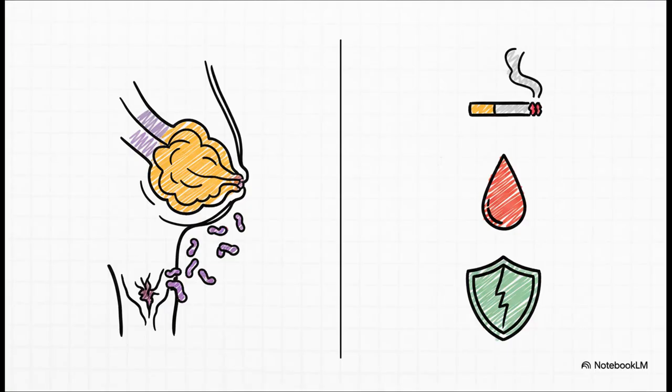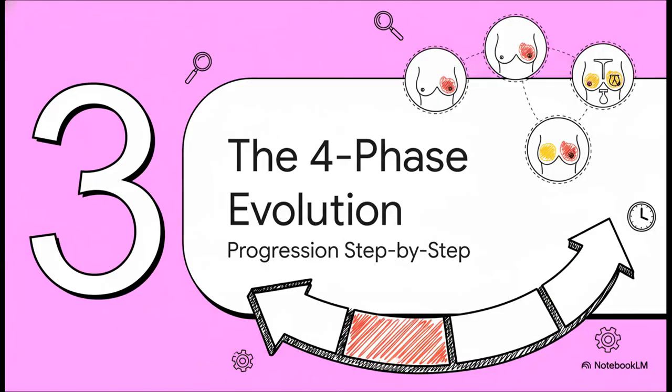The main culprit is a case of mastitis, or inflammation of the breast, that just doesn't get better. This can happen when a milk duct gets clogged up, or when bacteria, most commonly Staphylococcus aureus, sneak in through tiny cracks in the nipple. And while it can happen to anyone, certain things like smoking, diabetes, or a weakened immune system can increase the risk.